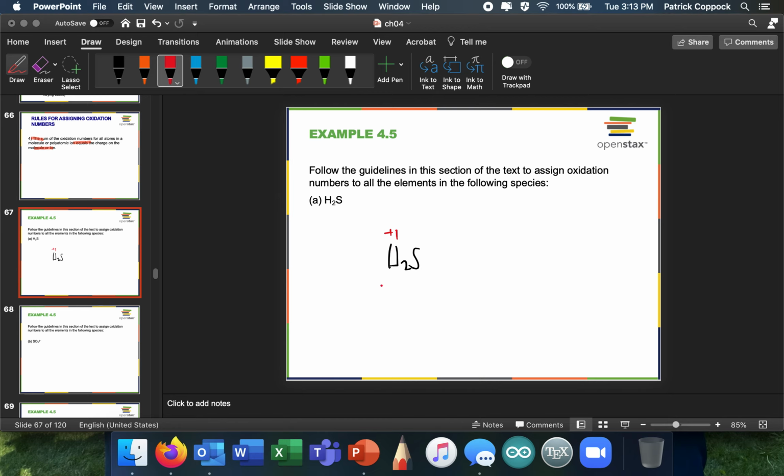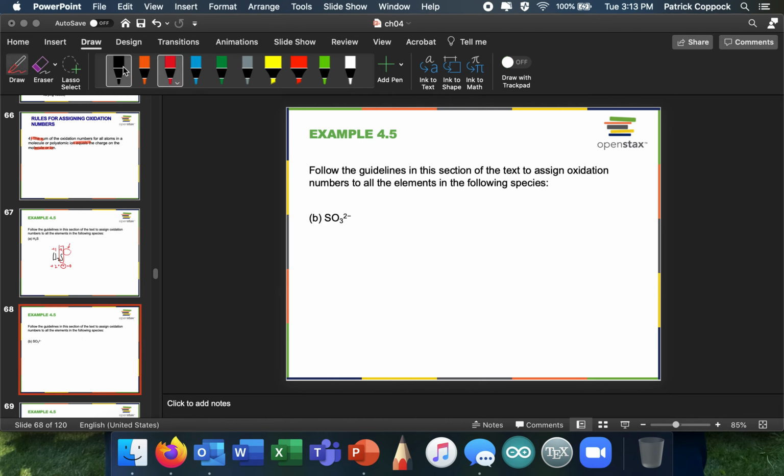+1 times 2 gives you +2, plus something gives 0, because there's no charge here. So what plus +2 gives you 0? Well, -2. So this sulfur must be -2. And can you see how the sum of all these oxidation states gives you the charge? There's my charge right there, which is 0. Okay, let's do another one.